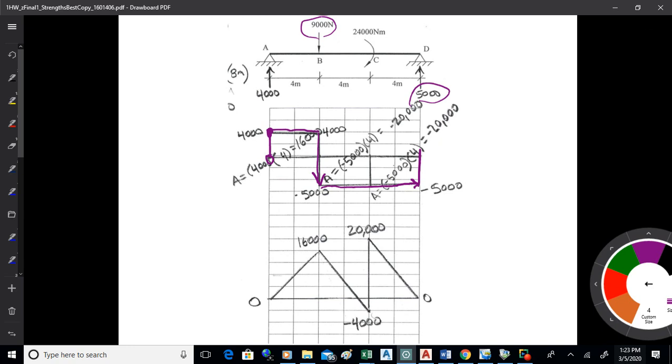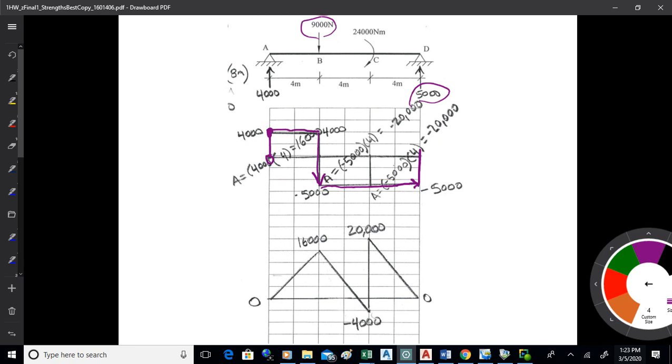Now, are we good with the shear diagram there? You have to ignore the couple on the shear diagram. Now the couple does affect the reactions, which indirectly affects the shear diagram. But other than that, the couple has no effect on the shear diagram. You just go right over it as though it's not there, okay? All right.